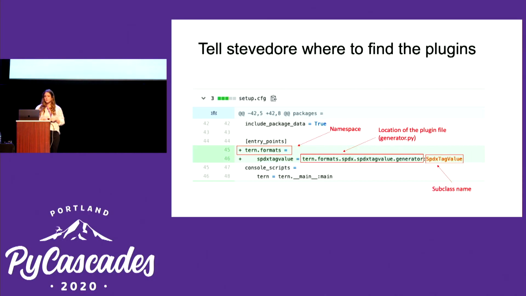Because Stevedore uses setuptools entry points to find and load the plugins, the first thing we had to do was tell Stevedore where to find the plugins. And there's 4 parts to this mapping. The turn.formats is the namespace, which tells Stevedore where the plugins will be. The SPDX tag value, all lowercase, is the name of the plugin. That will correspond to what the user types with the command line option to format the report. The location of the plugin file is under Turn formats SPDX tag value in this file called generator.py. And then this camel case SPDX tag value is the subclass where we'll actually customize the plugin functionality.